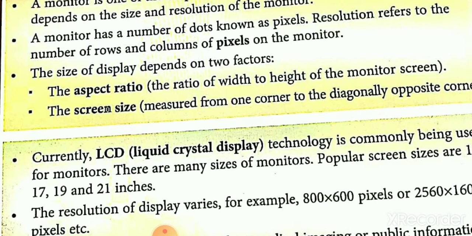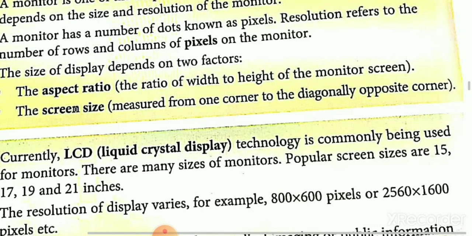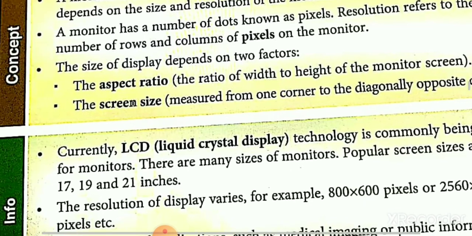The aspect ratio. Do you know the meaning of aspect ratio? The ratio of width to height of the monitor screen is called aspect ratio. And the screen size. Screen size is measured from one corner to the diagonally opposite corner.